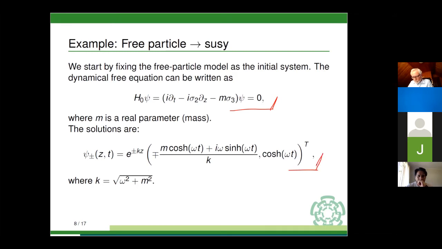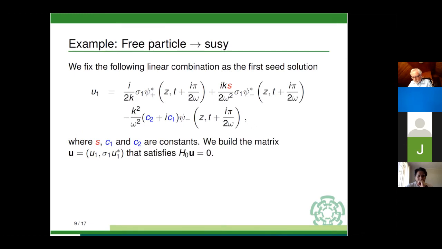Here we have the solution of the system. Now I'm going to perform the SUSY transformation. To do so, I need to select two solutions of the new system. So we selected this u right here, u sub 1.